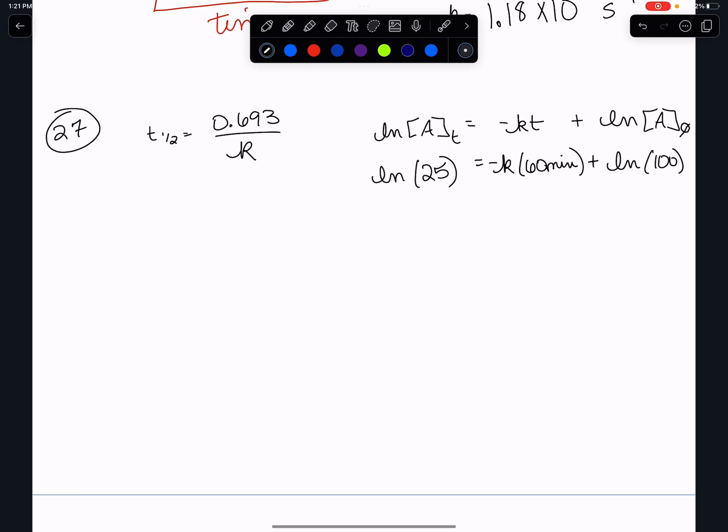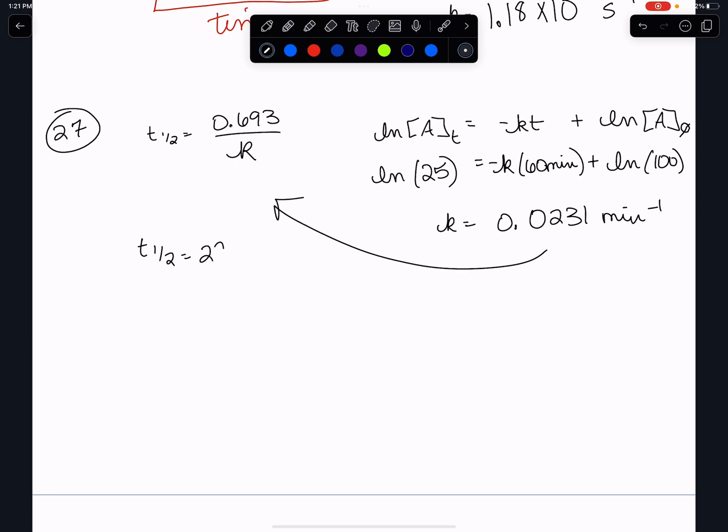And for K, I get 0.0231 minutes to the minus 1. Now I'm going to take that over here and plug it in. And I get a half-life of 29.9 minutes, which is essentially 30. Okay. Then number 29.